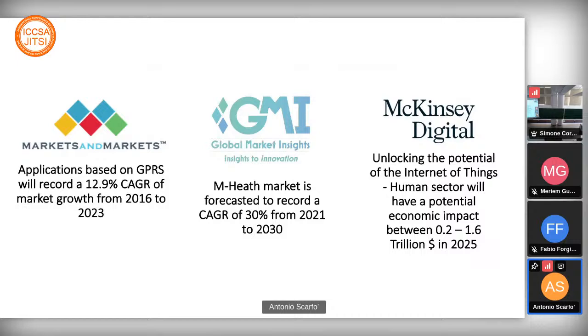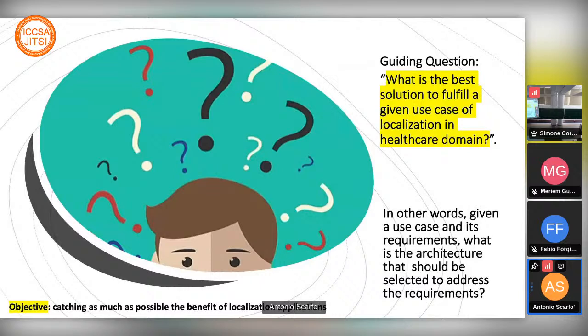The idea is to capture as much as possible of the benefit of this kind of application, creating an initial starting toolbox for the designer that allows them to suggest, even roughly, what kind of architecture could be the most suitable for a given use case. So given the requirements of a localization application use case, what kind of architecture should I utilize to capture as much as possible of the benefit of this technology? This is the aim of the work.